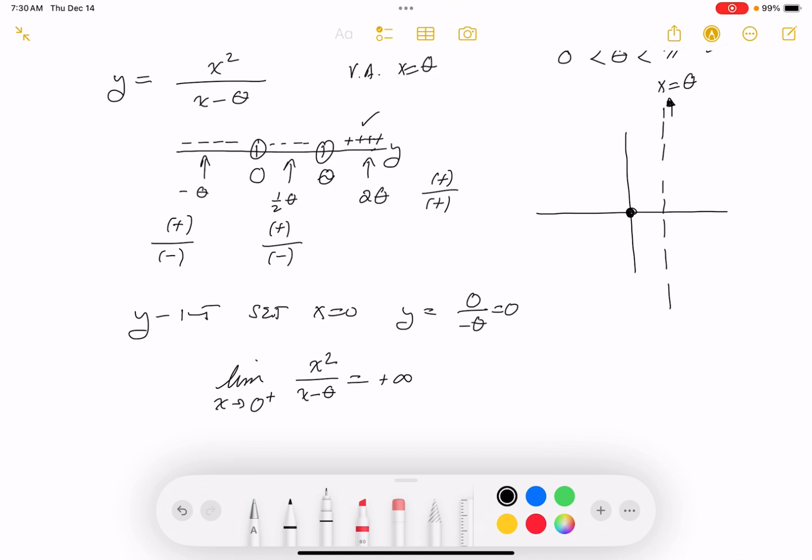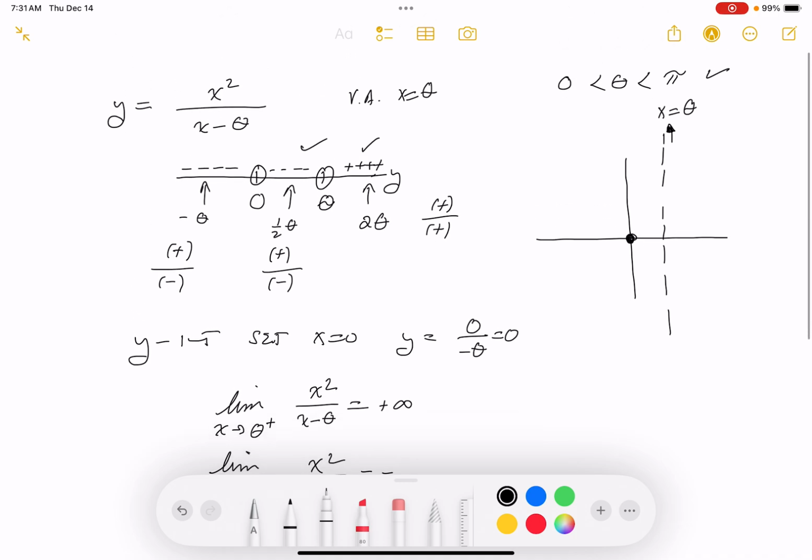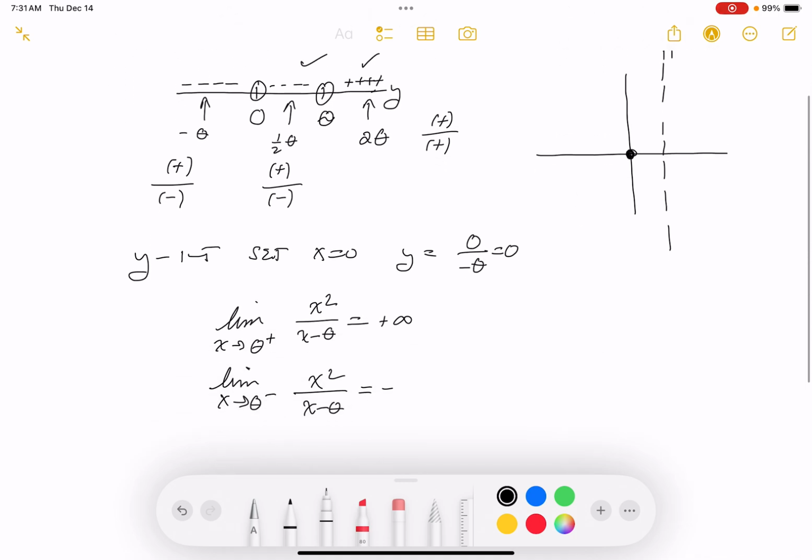All right, let's do it from the left. The limit, x goes to 0 from the left, x squared over x minus theta. And what does that equal? Well, looking at this over here, I know it's negative, and the bottom's going towards 0. Whoops. This is theta. Sorry about that. If you're going towards theta from the left side, and again, this is the asymptote we're talking about, it's going to be negative. And what's happening over here, it's going towards minus infinity, blow up by that.